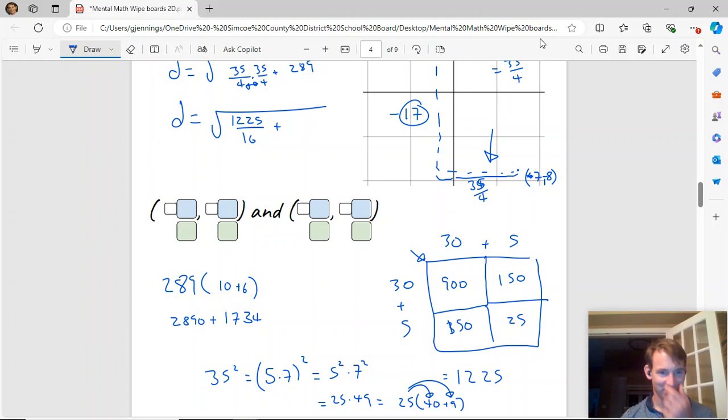Okay, let me just check. That's 1,200. 480. Yeah, I got it. So then you add those together, and that gives you 4, 2, 6, 4624 on 16. Okay, that is to say 289 is equal to 4624 on 16. Adding those together, D is equal to the square root of 1225 plus 4624.